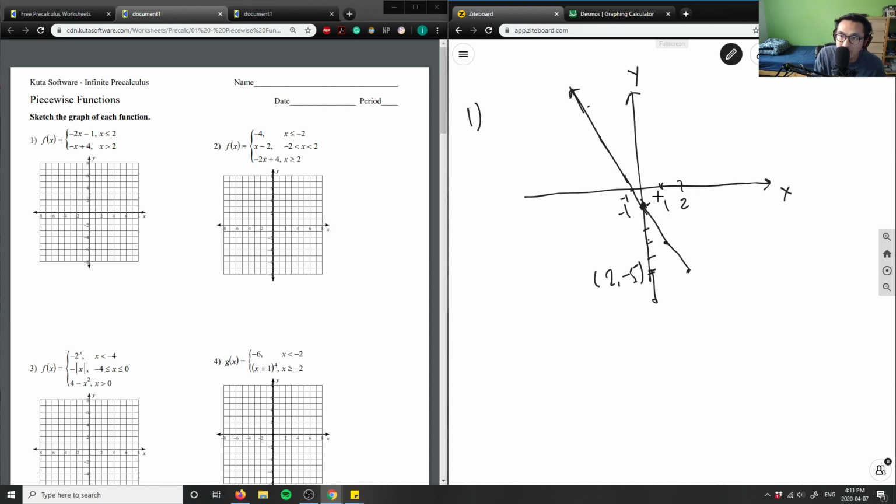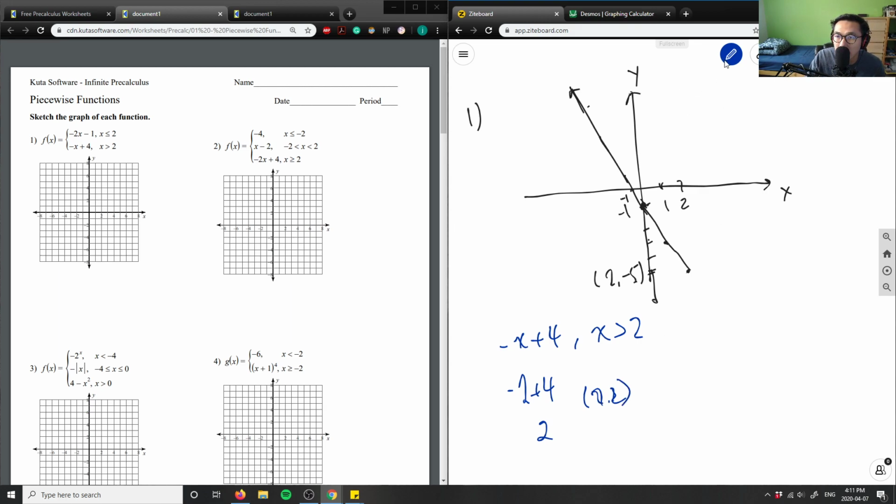Again, I'm going to do this in blue because this is the second part. So this is negative x plus 4 if x is greater than 2. If it starts at 2, I have to plug in 2 into this equation here. If I plug in 2, I would get negative 2 plus 4, which would equal 2. So at the point (2, 2), this function starts.